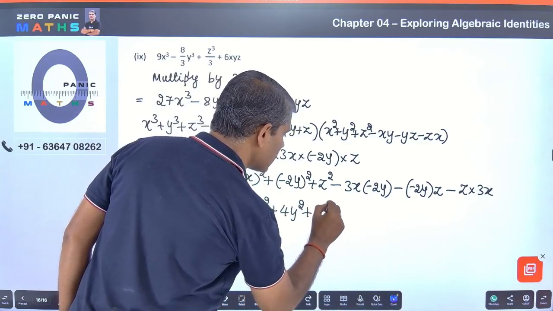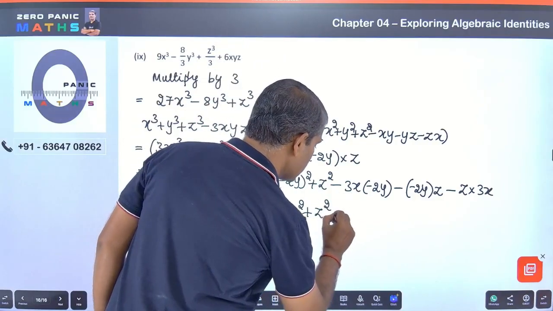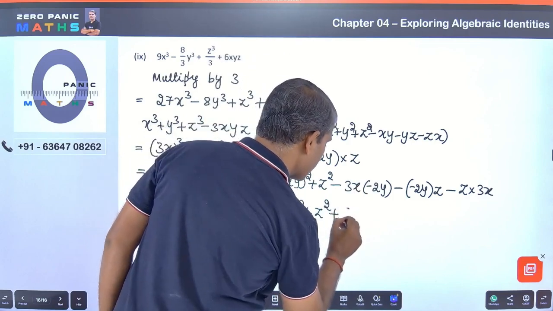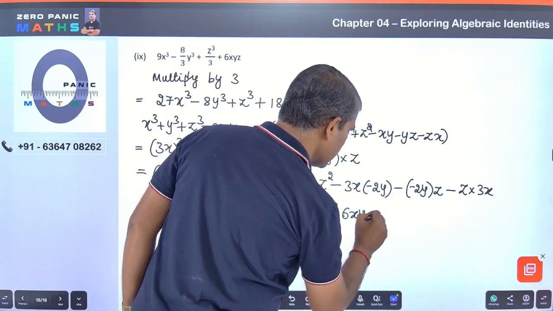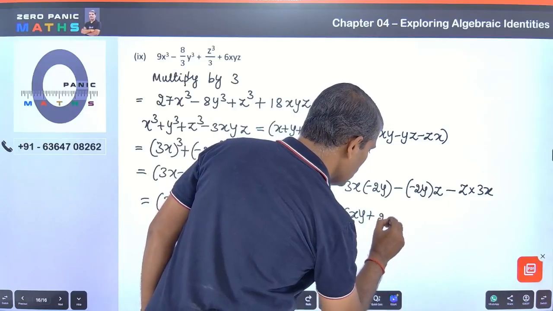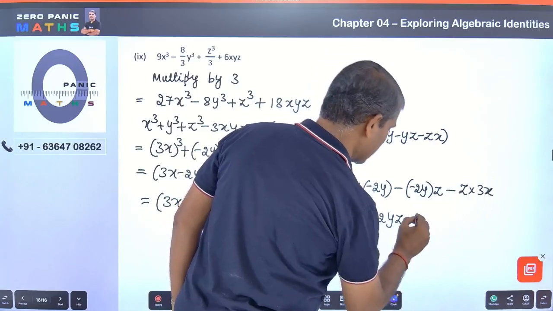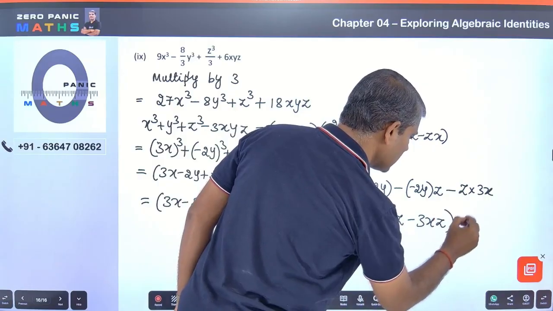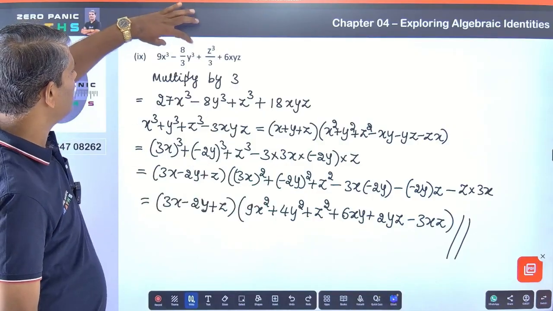Z square remains as that z square only. Minus into minus, this term will make it as plus, and 3 2s are 6xy. Okay, it is plus 6xy. Again minus into minus will make it as plus, and 2yz, and minus 3xz, and this is the second bracket. I think this is the final answer to this.